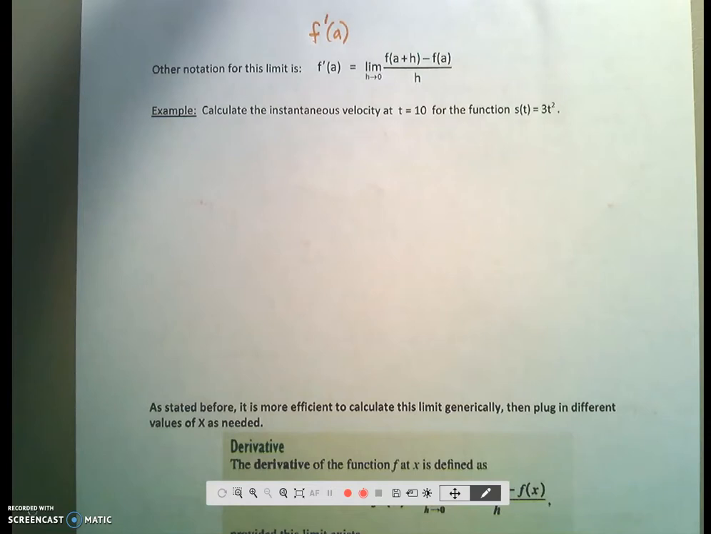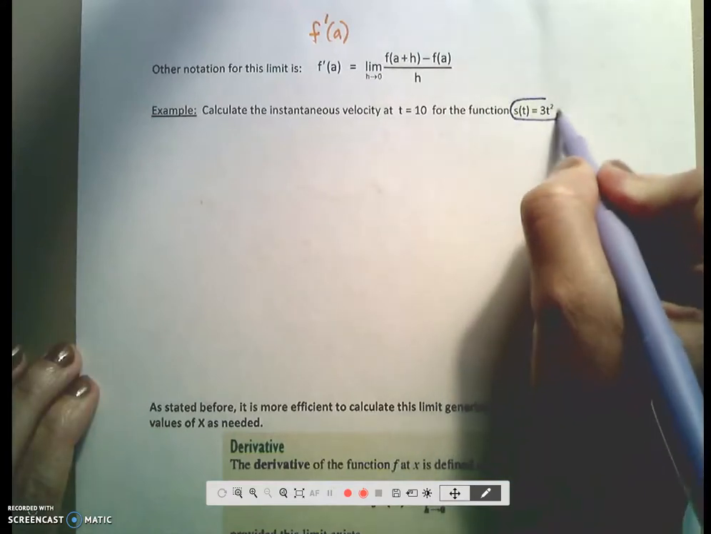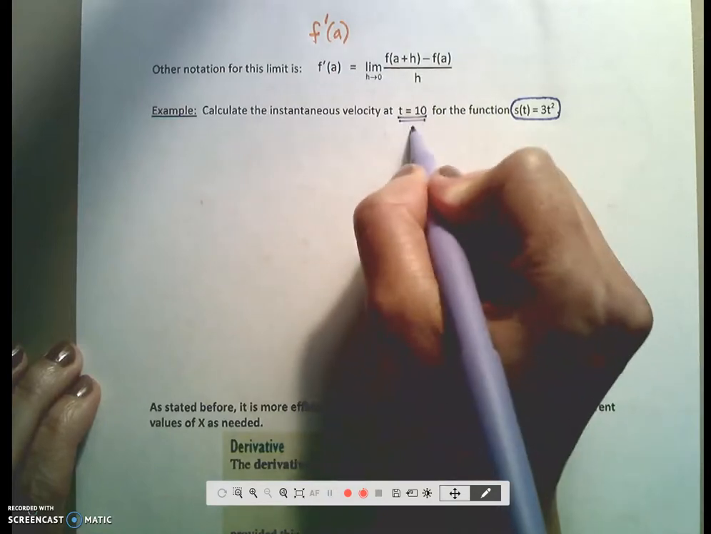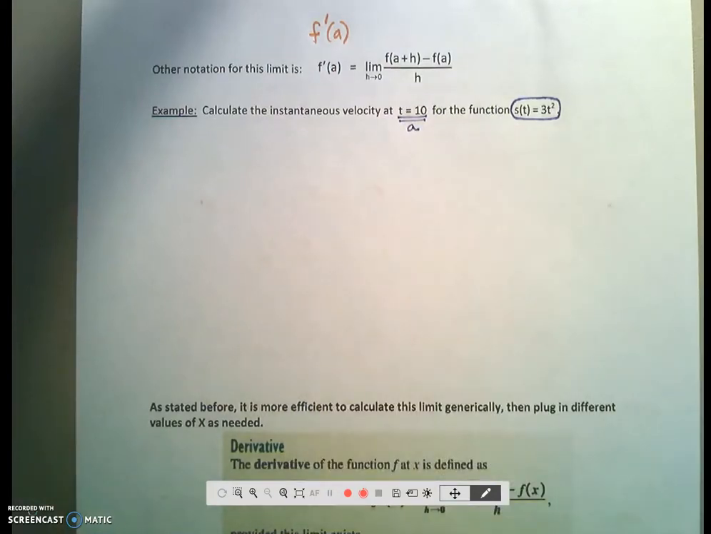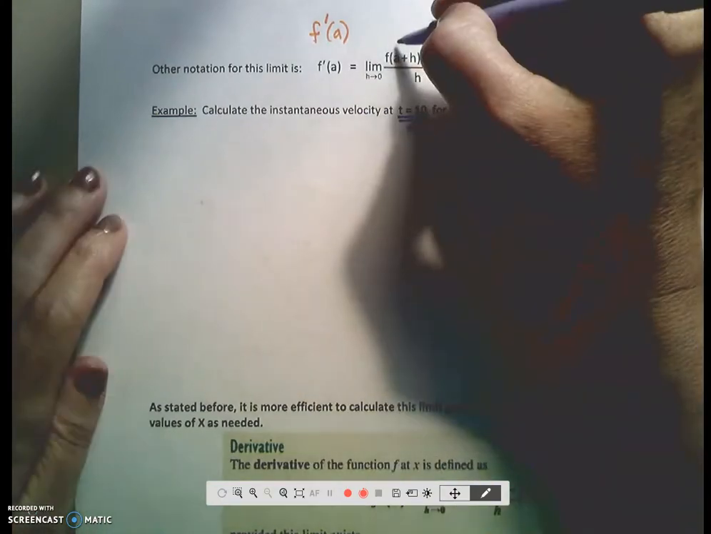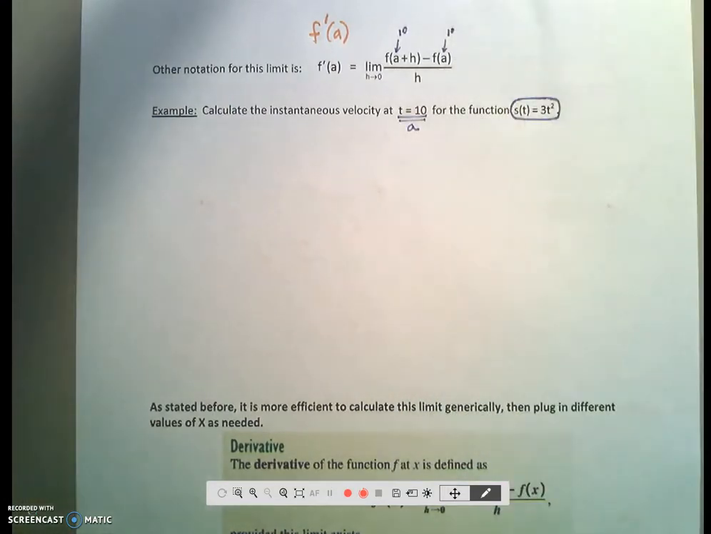So now what we're going to do is go back to that example we did with the big table about the distance that you've traveled when you leave the stop sign. We're going to go back and actually figure out what the instantaneous velocity is at 10 seconds for this function. This was the function we had before. So that's distance. And right here, the role of A is going to be played by 10 because we want to find out what's happening right at 10. So this is going to be a 10, and this is going to be a 10. You're going to replace those with 10s.